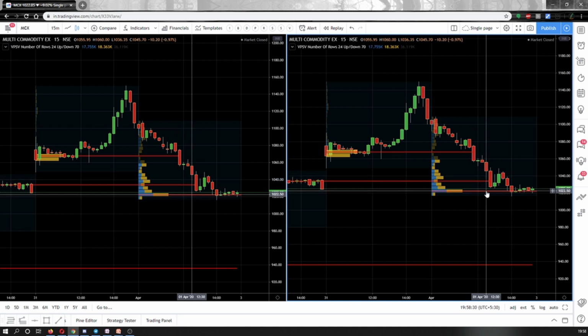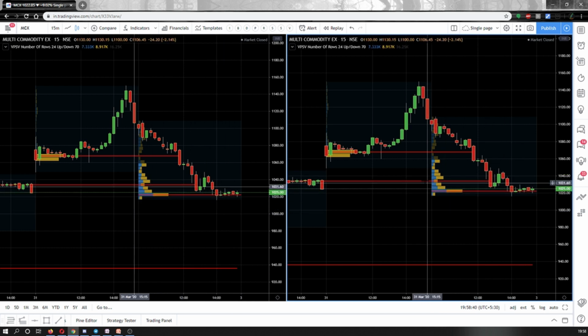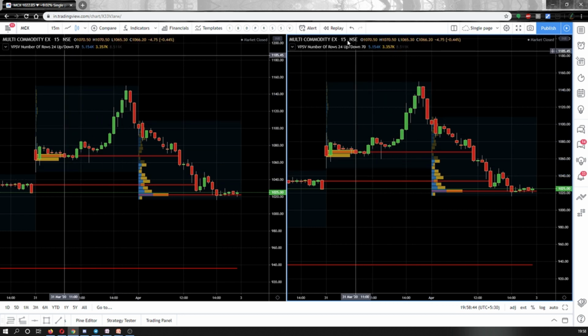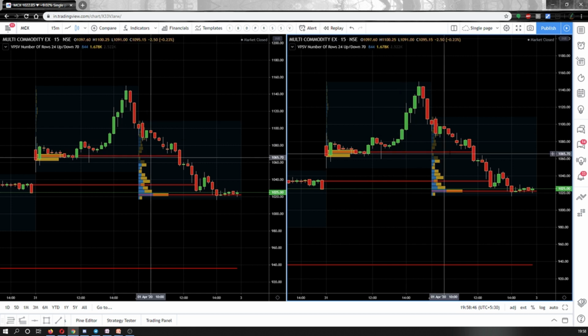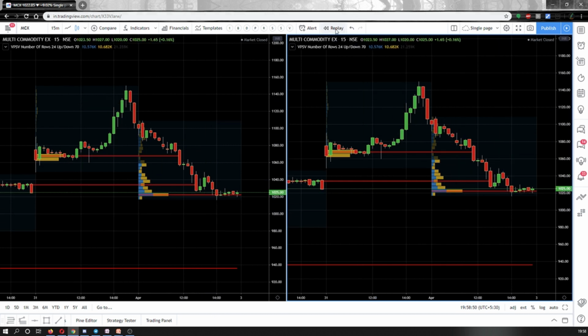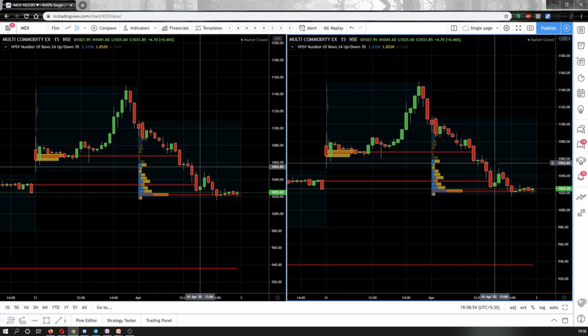Just a moment. Let me think if I'm missing anything here. Okay, we are good. Now, as I said, we will take the help of the replay feature that you see here on the top to explain things. What the replay feature does is replay the candlestick chart exactly the way it was happening in the live market.